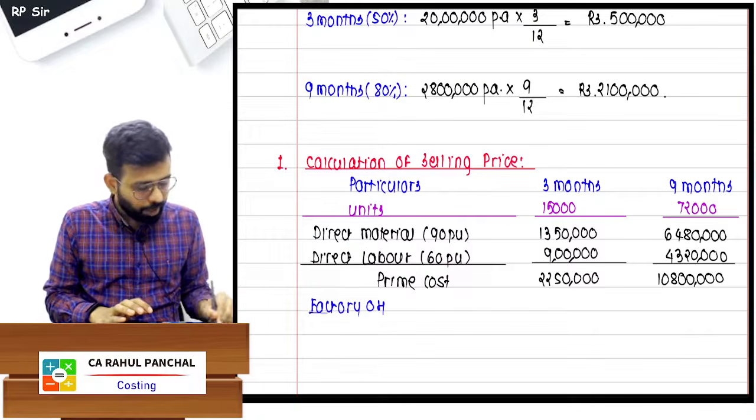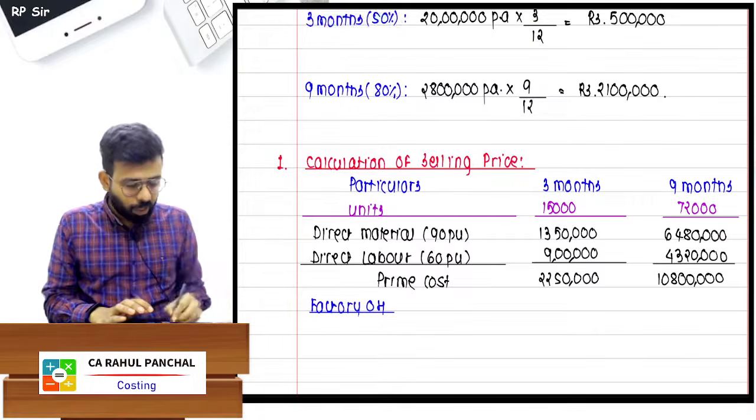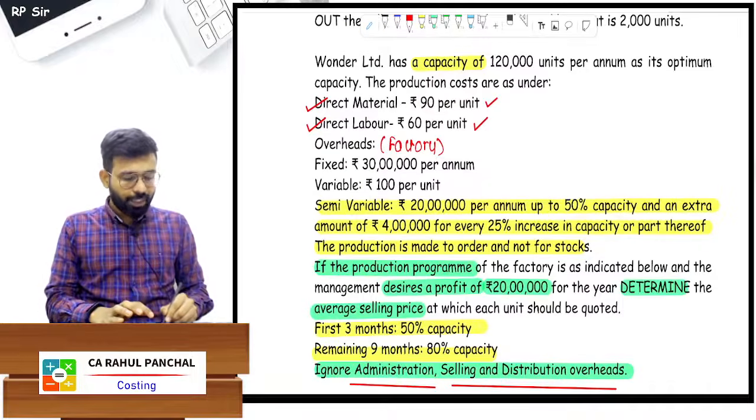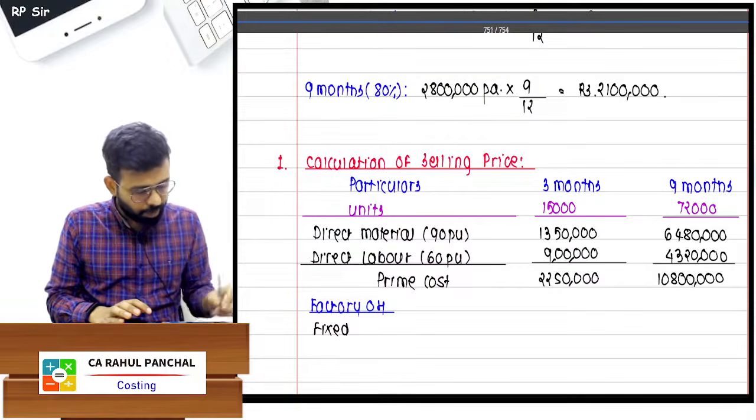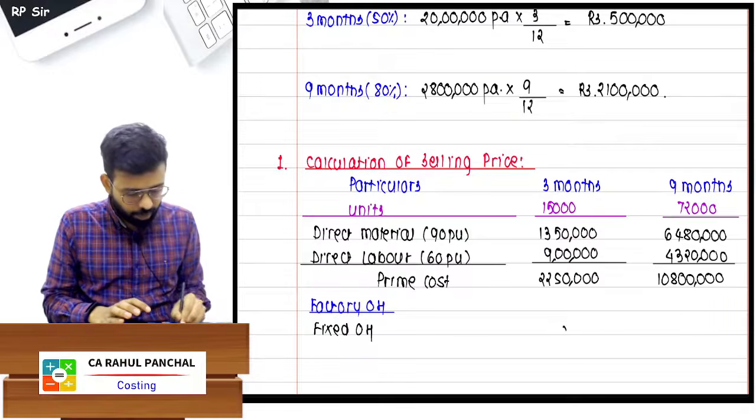When I give the heading as factory overhead, there are 3 types of factory overheads given. The first one is fixed, so I will write fixed. Now it is up to you. Tell me, how will you divide your fixed overheads between these two parts, in these two columns?